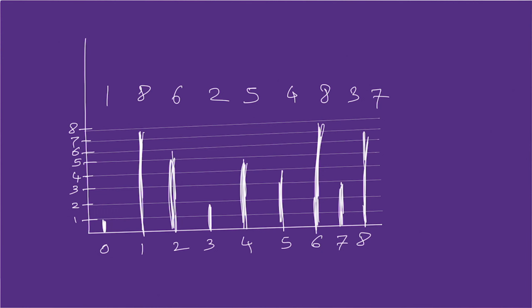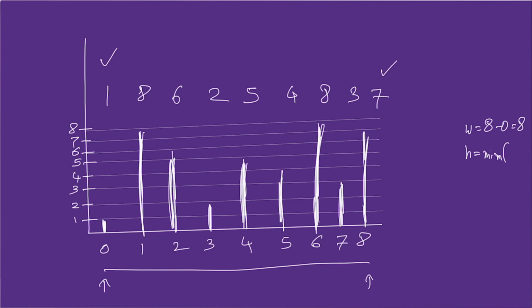So doing what we did before, we assign the left pointer to the 0th element and the right pointer to the last element. Now our width in this case becomes 8 minus 0, which is 8, and our height becomes minimum of the 1 or the 7, which gives us 1, and so the area becomes 1 times 8, which is 8. So the max we have seen so far is 8.